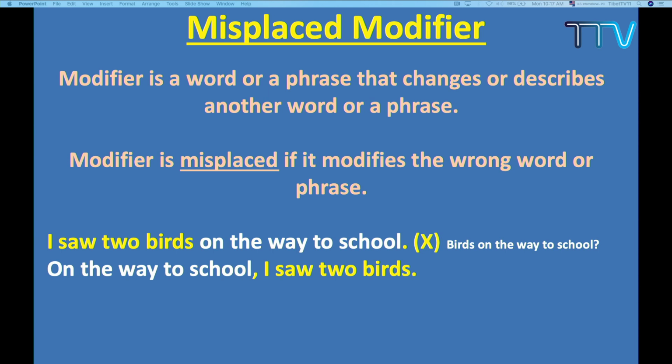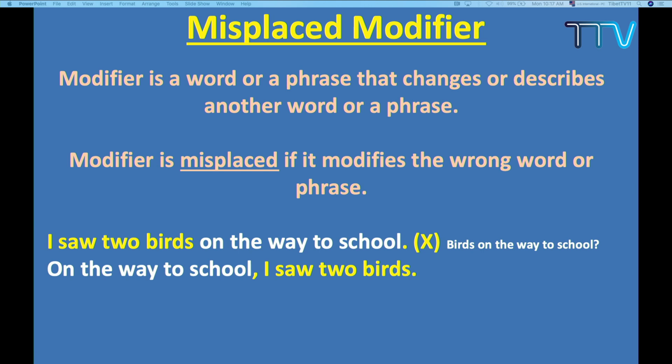So, let us try to get the meaning of misplaced. By the term itself, you will understand. Modifier, you know. Now, if the modifier is misplaced, not placed in a proper order, that mistake is called misplaced modifier. A modifier is a word or phrase that changes or describes another word or phrase. A modifier is misplaced if it modifies the wrong word or phrase.